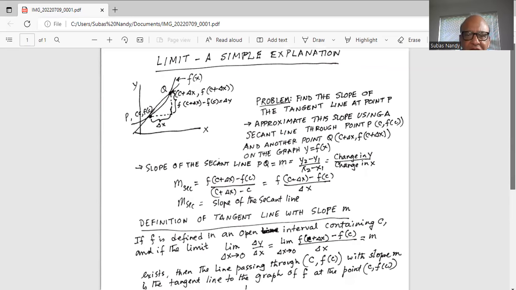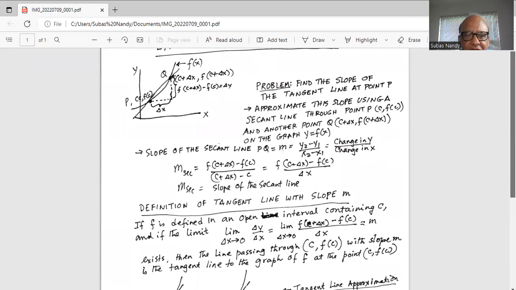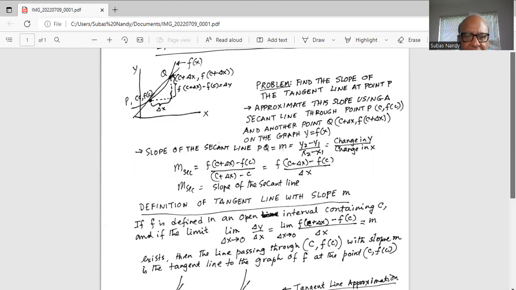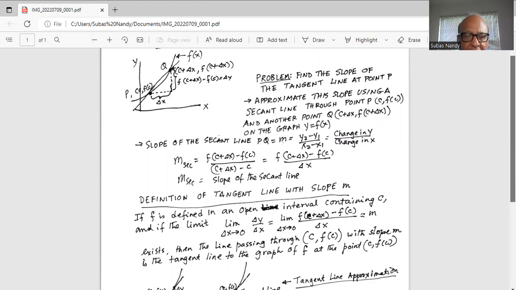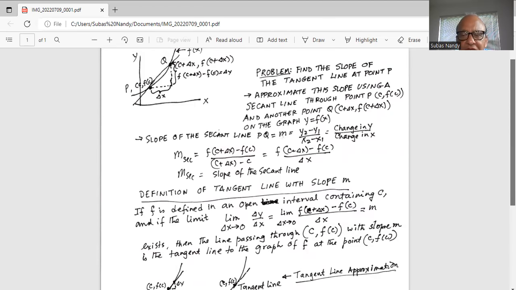So we define the tangent line with slope m. If f is defined in an open interval containing c, and if the limit as delta x tends to 0, that means change in x tends to 0, of delta y by delta x, given as the limit as delta x tends to 0 of f of c plus delta x minus f of c divided by delta x, is equal to m, remember that is the slope of the secant line, and if that slope exists, then the line passing through c, f of c with the slope m is the tangent line to the graph of f of x at point c, f of c.